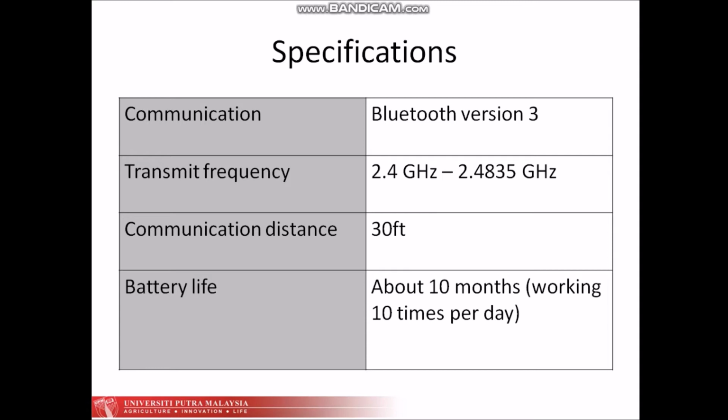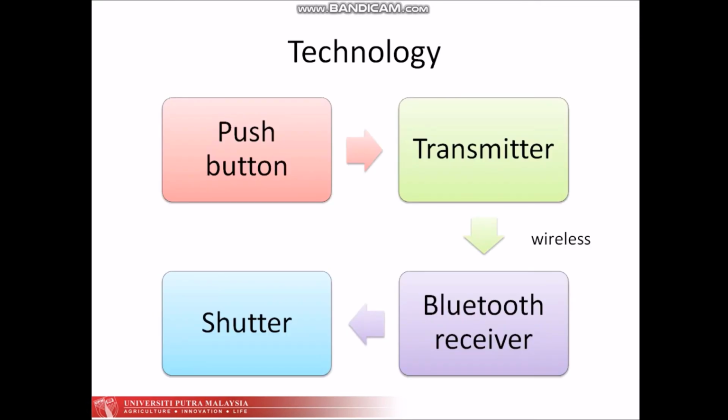Okay, now we are looking at the specification for the shutter. The communication is using Bluetooth version 3. The frequency needed varies from 2.4 GHz until 2.4835 GHz. The communication distance between the phone and the shutter is 30 feet. The battery life lasts for about 10 months, but it depends on how much we use it in a day.